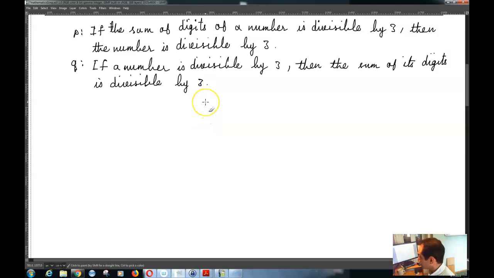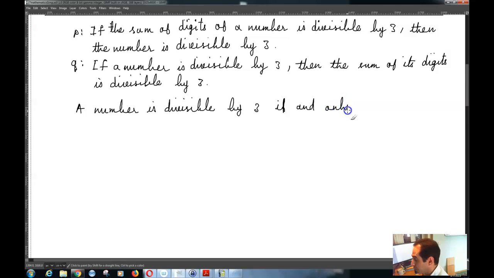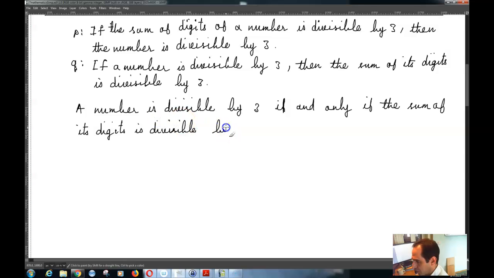So now to put these two together, you can say that a number is divisible by 3 if and only if the sum of its digits is divisible by 3. And that's basically that.